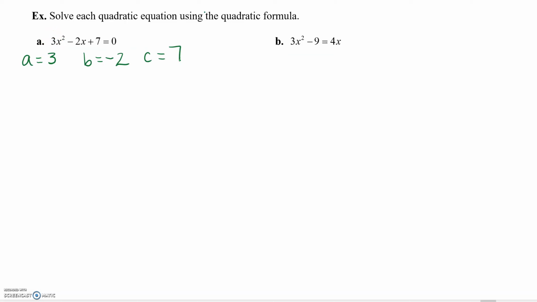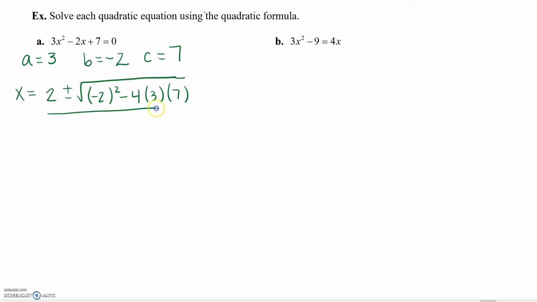and c was 7. So my solutions to this equation should be x equals negative b, so that's 2, plus or minus the square root of b squared. Now notice that negative 2 is also being squared because b was negative, minus 4 times a, which was 3, times c, which was 7, all over 2 times a, which was 3.